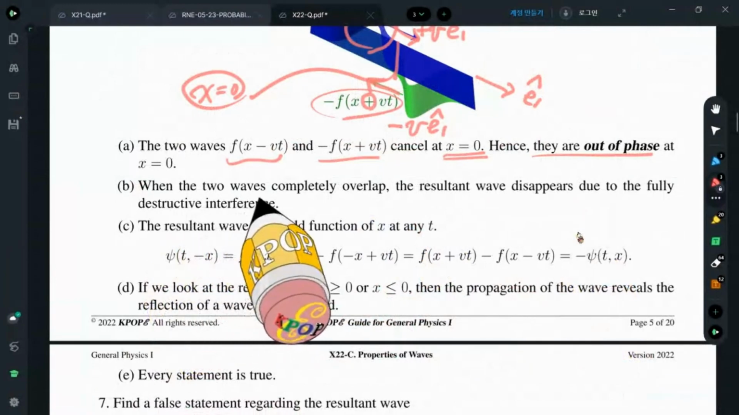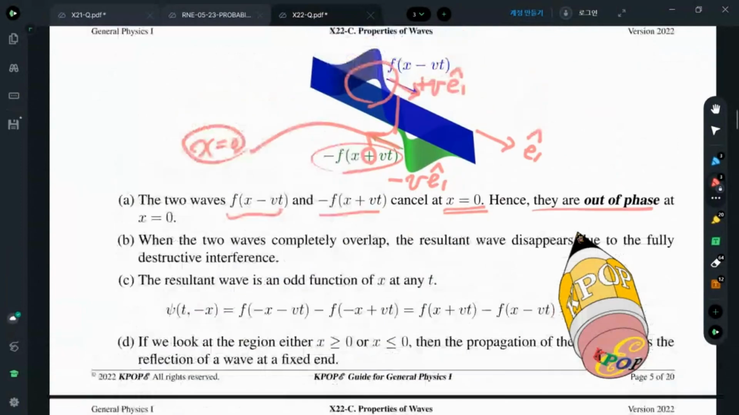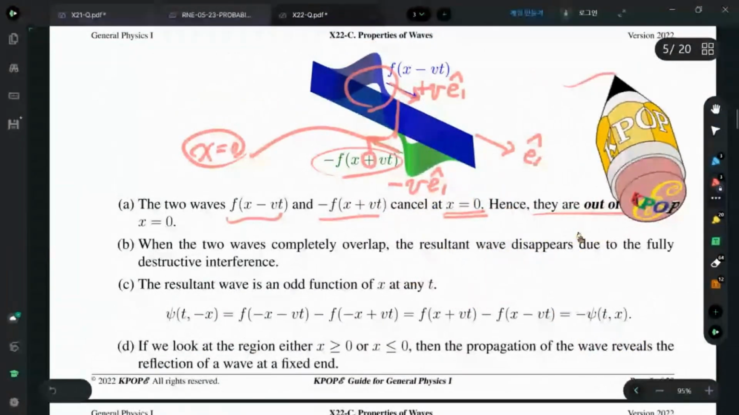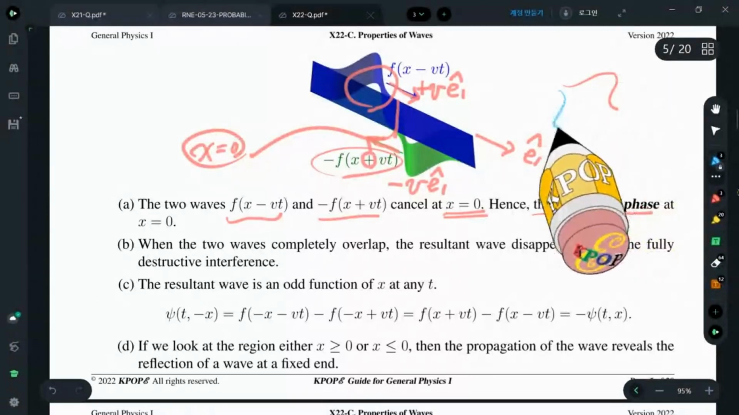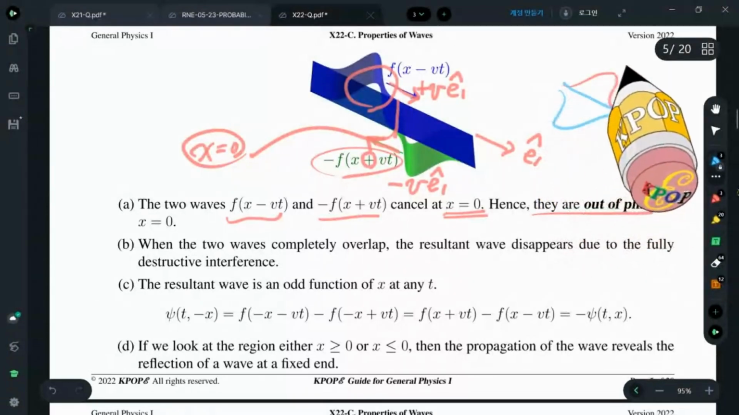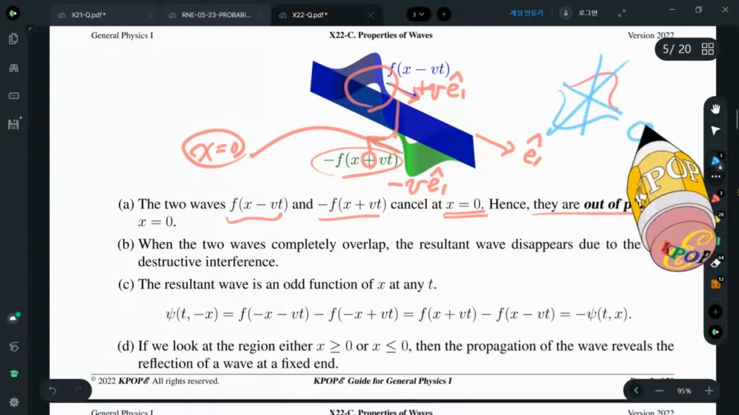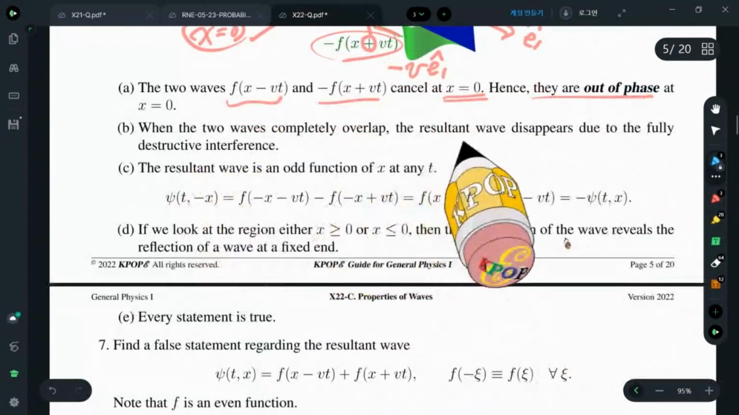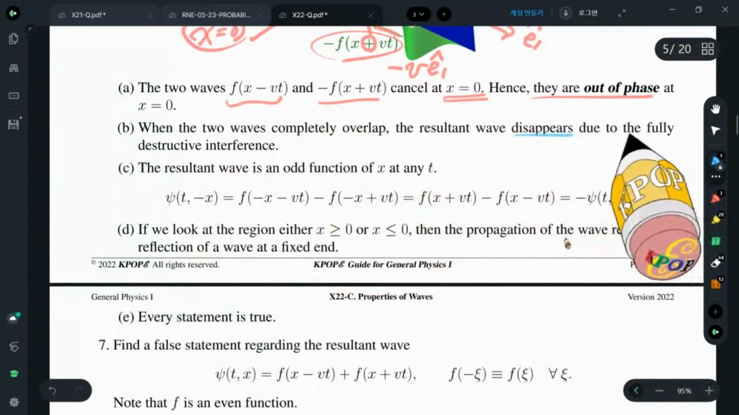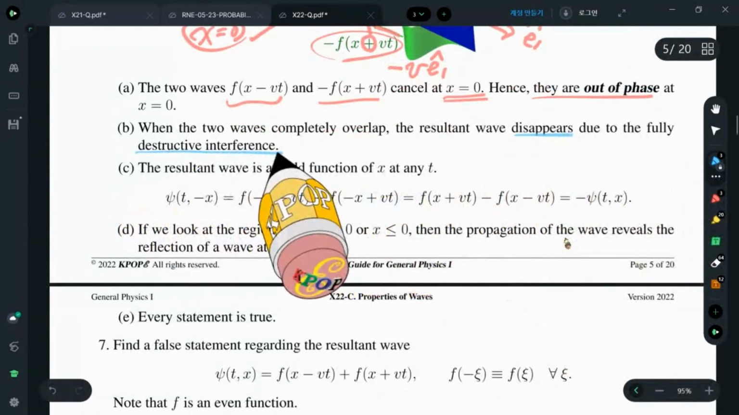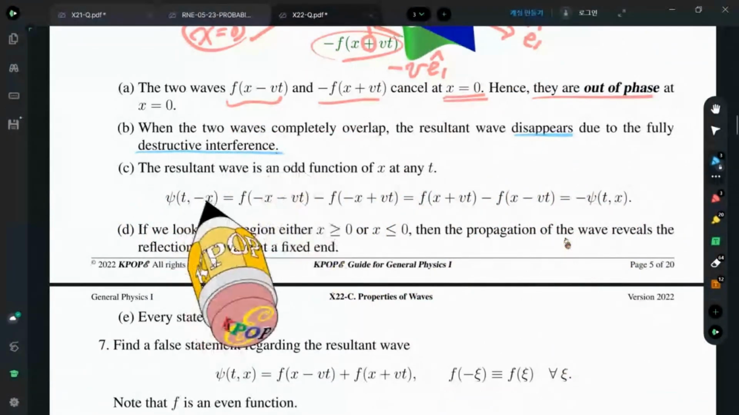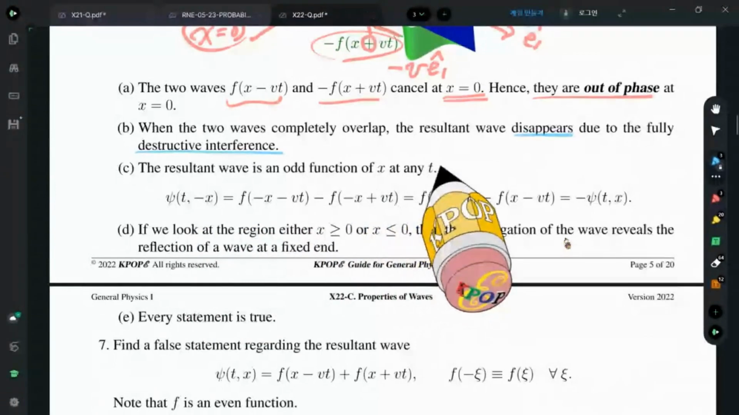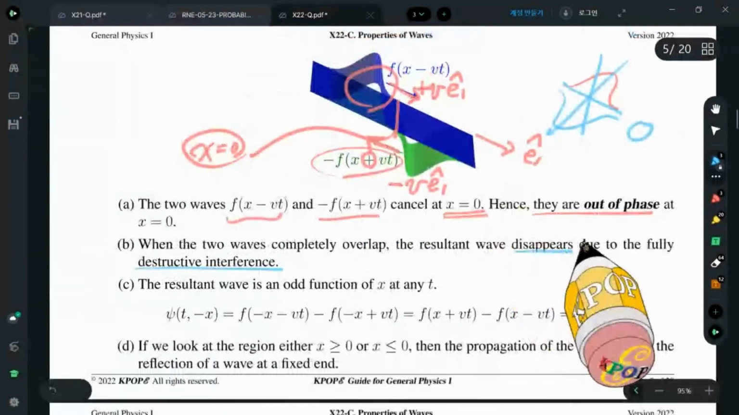When the two waves completely overlap, it goes forward and it goes backward, then we have the two waves in opposite direction. Some of them will be 0 exactly. The resultant wave disappears due to the fully destructive interference. That's right. The resultant wave is an odd function of x at any t. At any t.